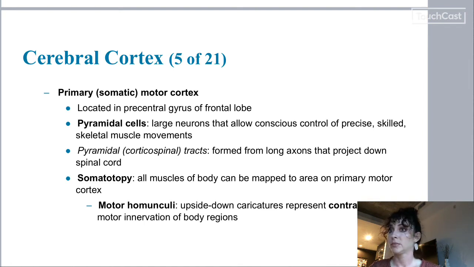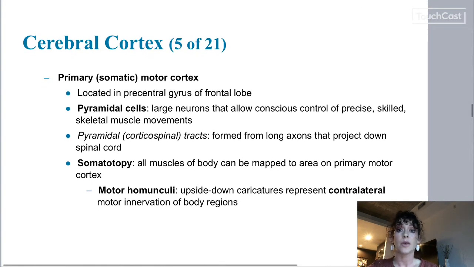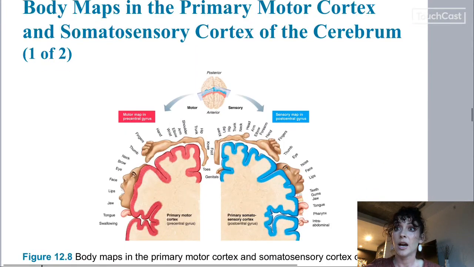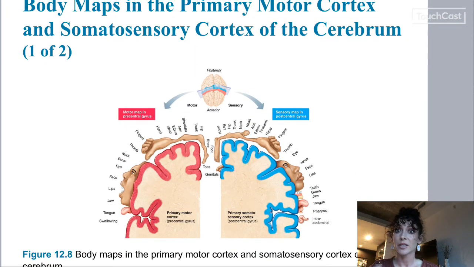Somatotopy means all muscles can be mapped to an area on our primary motor cortex. What that means is each specific part of that motor cortex is going to correspond to a body part. We have a chart or a map, what's called our motor homunculus, homunculus meaning little man. It's basically a drawing, kind of a caricature, to represent these areas in our brain, and they're going to work contralaterally. So if we're looking at the left side of the brain, it's going to control the right side of the body.